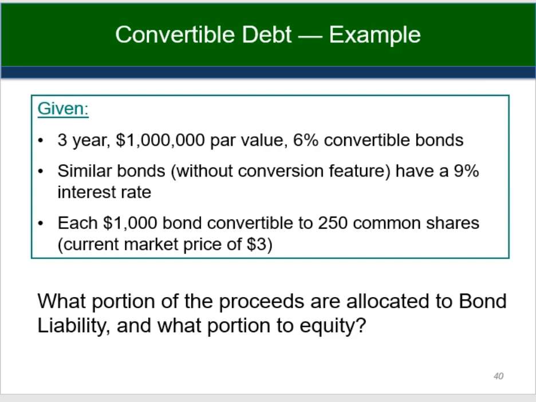And so each $1,000 bond is convertible to 250 common shares. The current price of those shares is $3. So 3 times 250 is 750. Each individual $1,000 bond is worth $1,000 as a bond. It would only be worth $750 as common shares. So at this time, there's no incentive to convert.